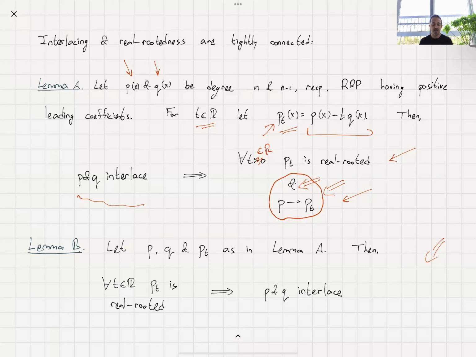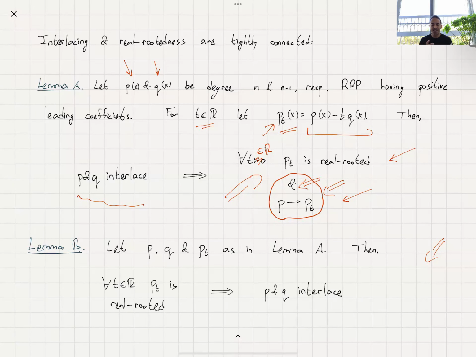And lemma B is the converse. It tells you that, for P, Q, and P_t, as in the previous lemma, if P_t is real-rooted for every t in R, so that's what's written here, then P and Q interlace. So, just to recap, from these two lemmas, you can get that P and Q interlace if and only if P_t is real-rooted for every t in R, namely not just the segment, but the entire line of polynomials in coefficient space that contains P and Q doesn't intersect the double root manifold if and only if they interlace. Right? That was one of the facts that we talked about.